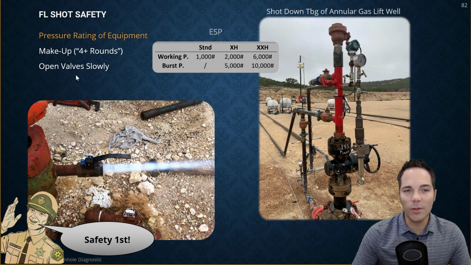So open the valve slowly. If you have a high pressure well that you're shooting down, especially if it's down here on the casing and you want to open it slowly, I would recommend using a cheater pipe that gets you a little bit further away from the well, and also gives you more control due to that leverage on how much you're opening it, just to make sure once you open it, everything holds.